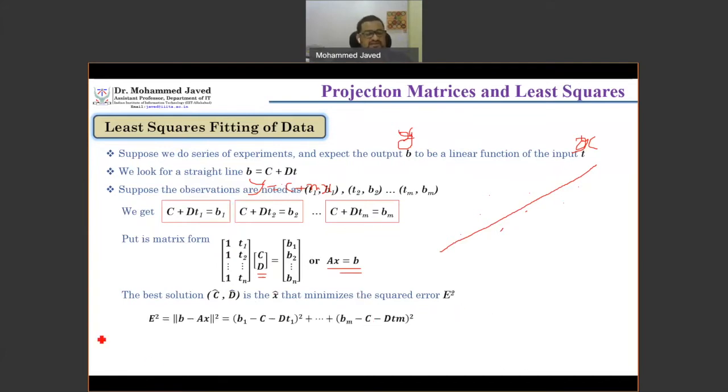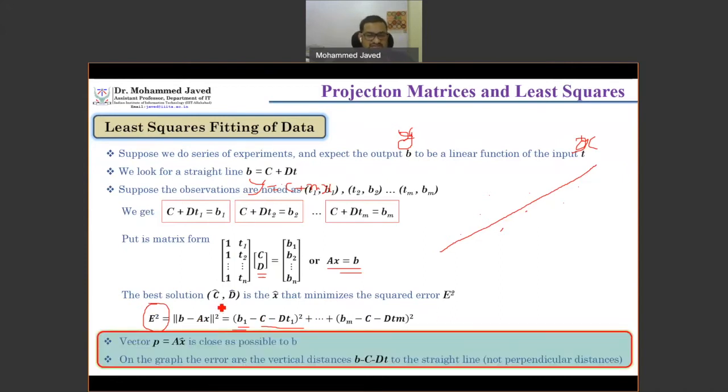What is this error? This error is represented as b minus Ax cap. What is b? b is the actual output, the actual value, whereas this is the predicted value. So the output value minus the predicted value, you can see here, this is the actual value and this is the predicted value. So this will give the error here, and if you add all these errors, the minimum error we get gives the best c and d values.